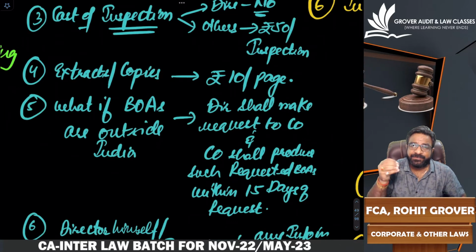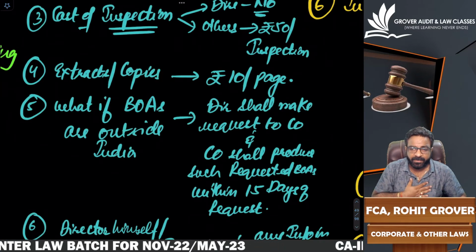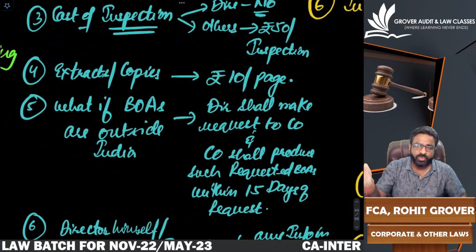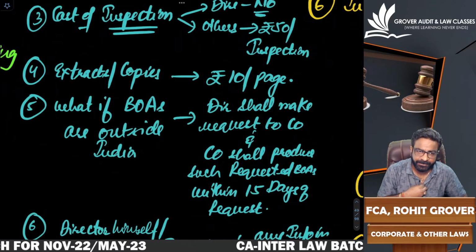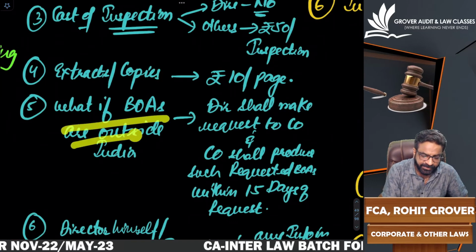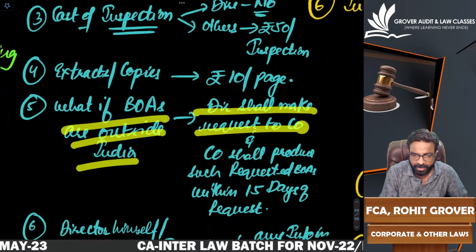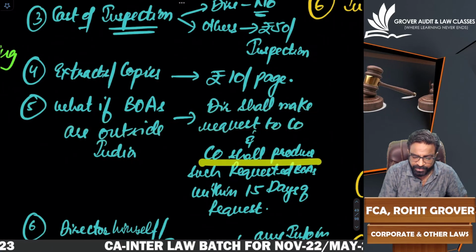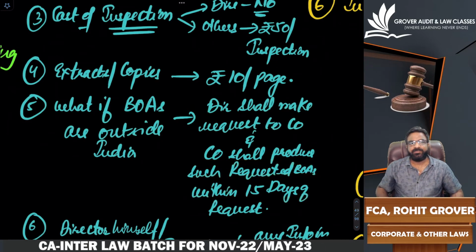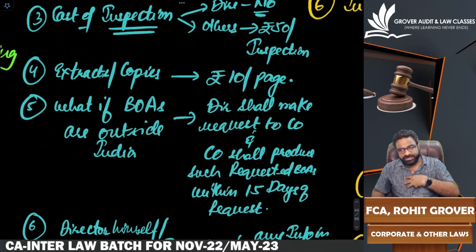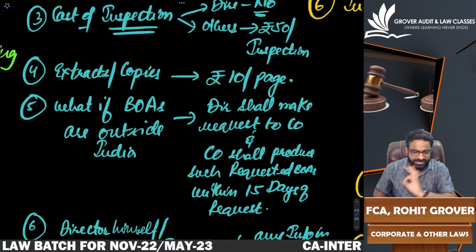Yes, within 15 days of my request. Within 15 days of my request, the company has to bring those books of accounts to India and give them to me. Is it clear? Yes, sir. So tell me, if the books of accounts are outside India, the director shall make a request to whom? Company. And the company shall produce such requested books of accounts within how many days of the request? 15 days. Within 15 days of my request, those books of accounts must be brought to India.